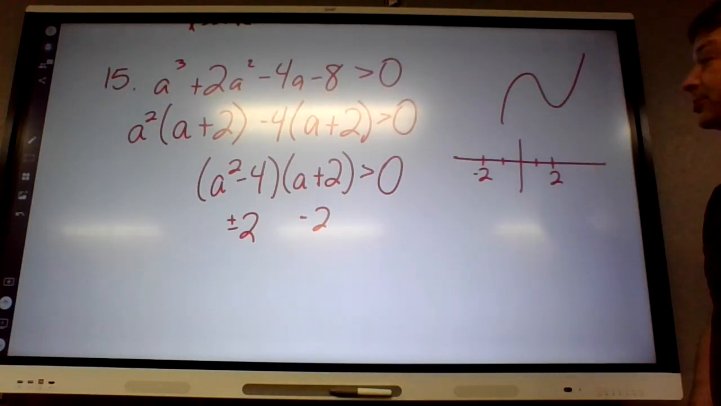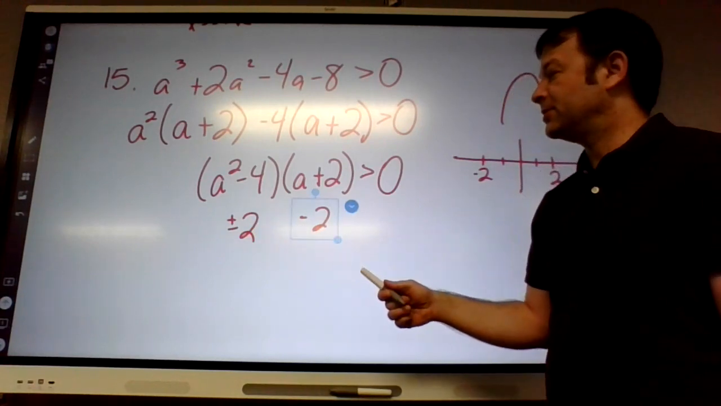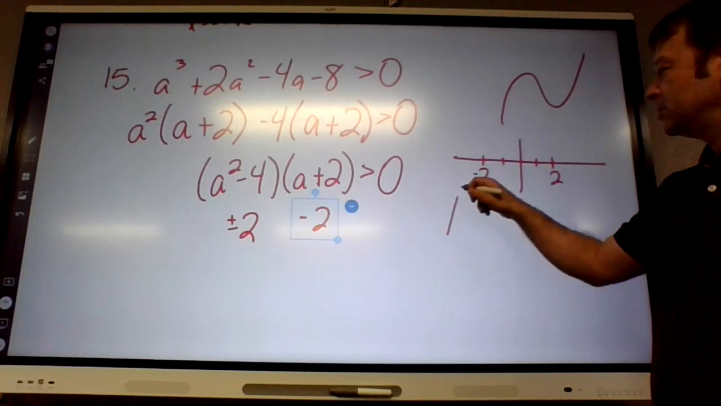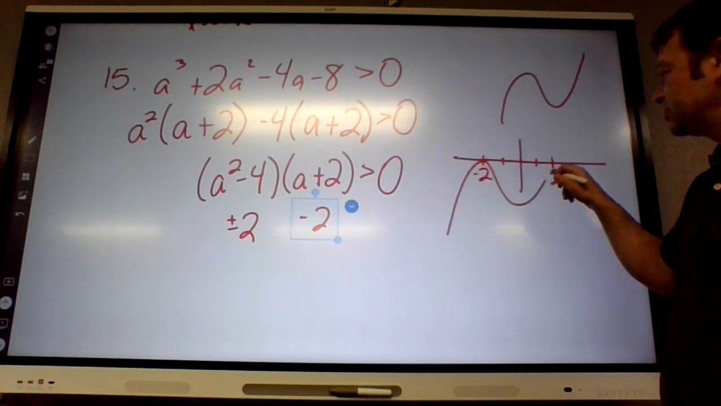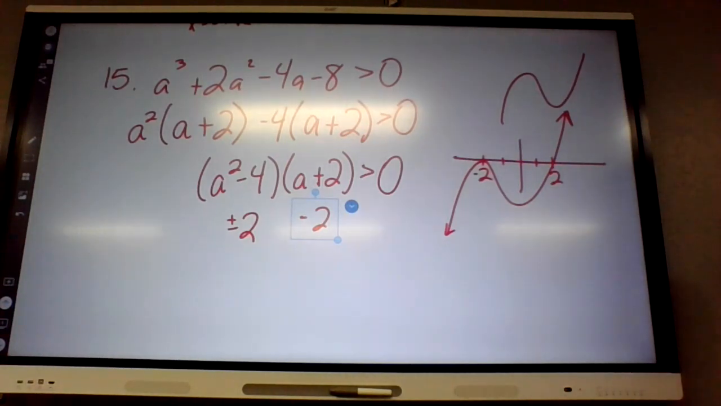But there's a double root at -2. So what does that mean is going to happen? Bounce. So it must look like that.